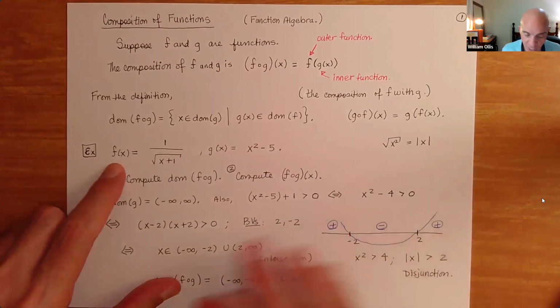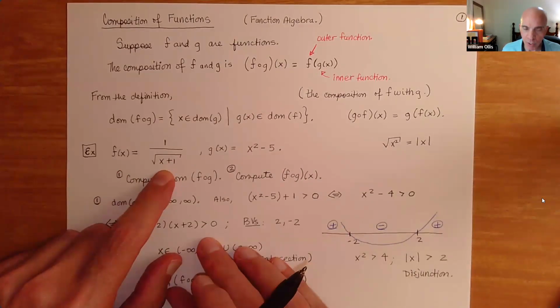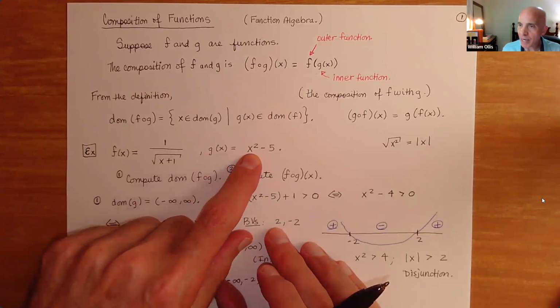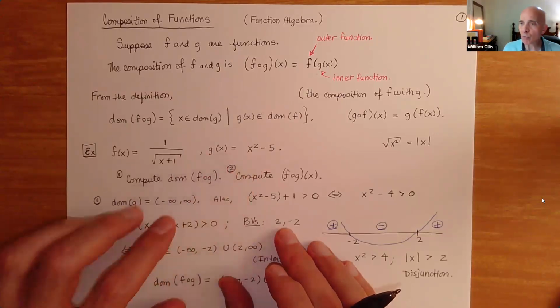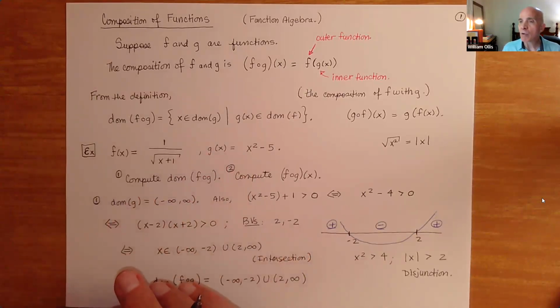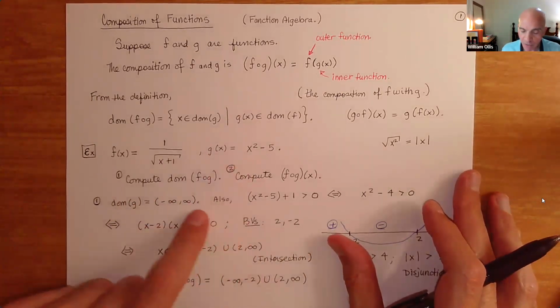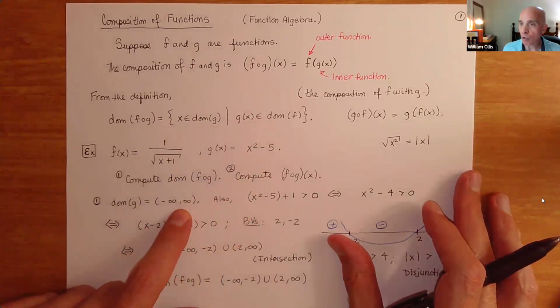So the outer function f will be 1 divided by the square root of x plus 1. The inner function will be g of x, which is the polynomial x squared minus 5. Now, again, remember, when we compute domains, we are looking at real valued functions of a real variable. So we're looking for the largest set of real numbers for which the function is defined. So we're not making any restrictions unless we decide that there should be restrictions on the problem we're creating. So as we look at g of x, it is a polynomial. It is defined for all real numbers.